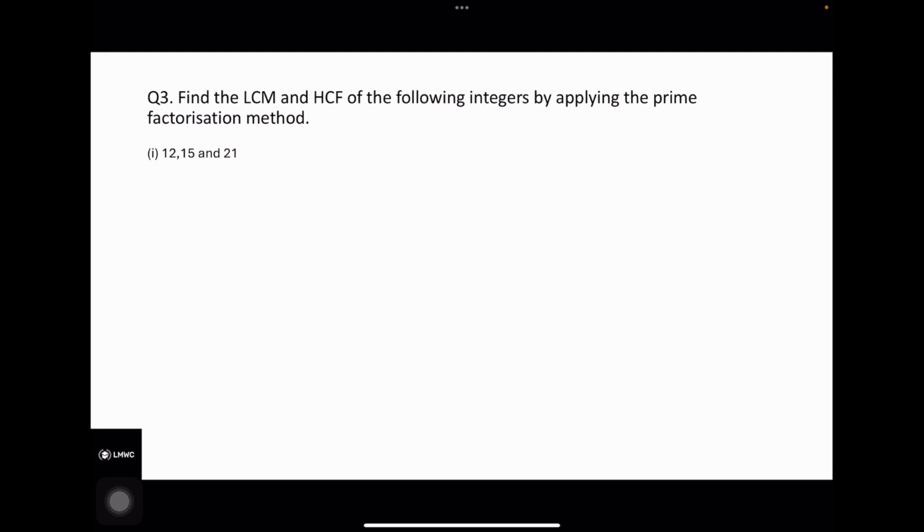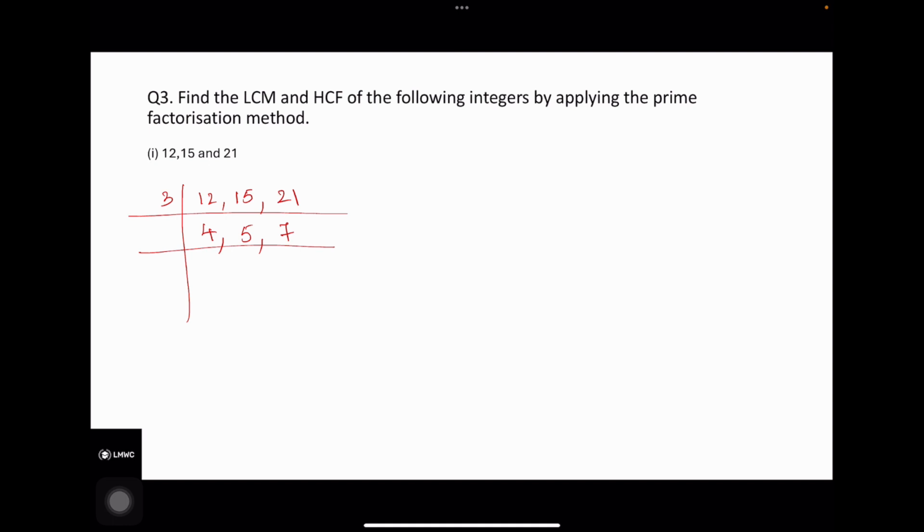Alright, so the third question we have: find the LCM and HCF of the following integers by applying the prime factorization method. So we have to find the LCM and HCF using the prime factorization method. So let's do it for these three numbers. 12, 15 and 21, all these three are multiples of 3. So 3 times 4 is 12, 3 times 5 is 15, and 3 times 7 is 21.